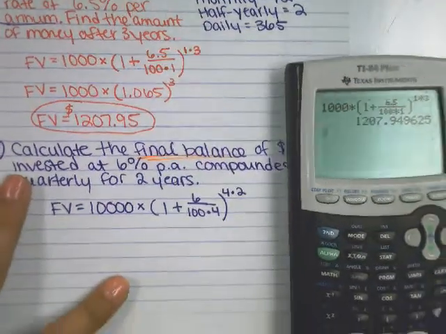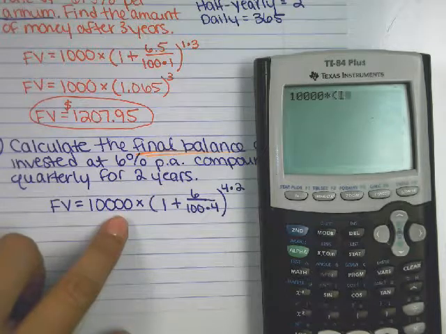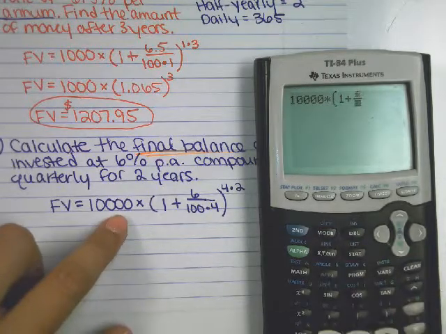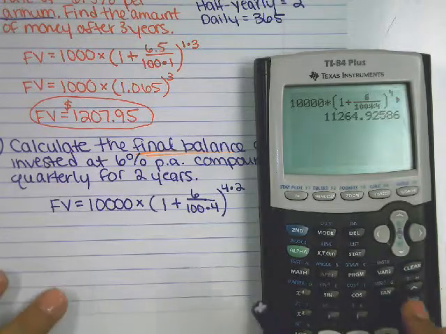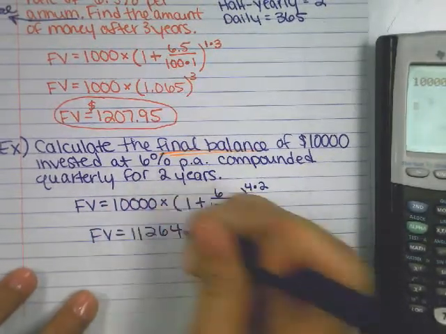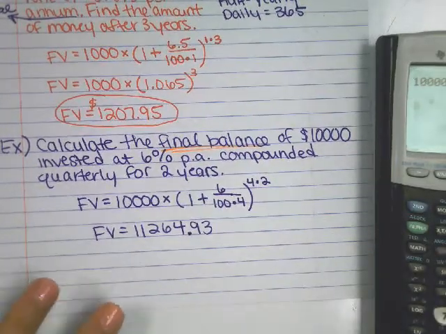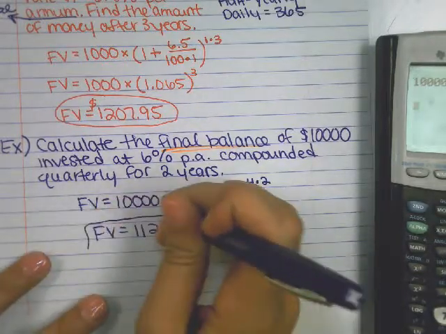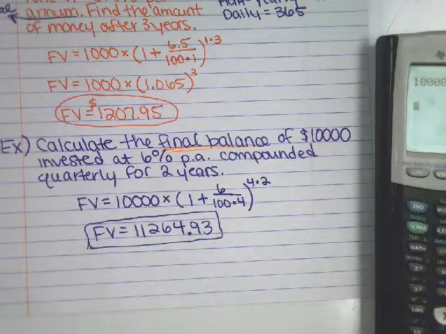We, once again, are very careful in how we type this in. So 10,000 times 1 plus 6 over 100 times 4, to the 4 times 2. And there it is. Our final value, $11,264.93. A lot of times on the IB exam with money questions, they will ask you to round to 2 decimal places, very often. Sometimes they might say nearest dollar, sometimes nearest cent, 2 decimal places, it just depends.